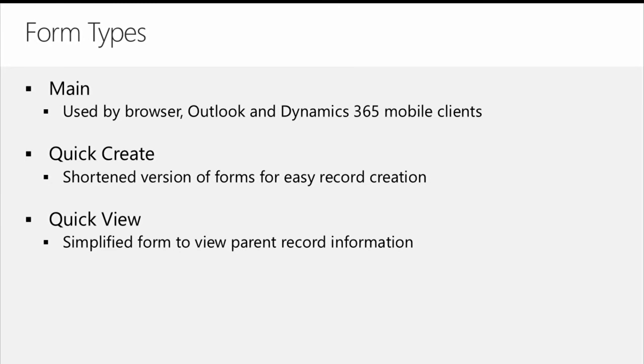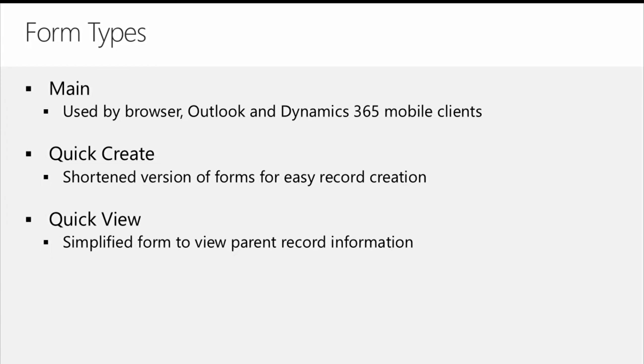Dynamics 365 has several different forms that can be used inside the application depending upon what it is that you're trying to accomplish. So what we can see here is we have a few of the different types of forms that are available. The first one is the main form, and this is the one that you're going to see probably more often than not. This is the one that's going to be used by the browser. This is the one that will also be used by the Outlook client as well as any Dynamics 365 mobile client. So any changes or customizations that you make to a main form within the application really will transfer over into multiple experiences, which is really nice from that whole build once, deploy in multiple scenarios mantra that we use from a Dynamics 365 perspective.